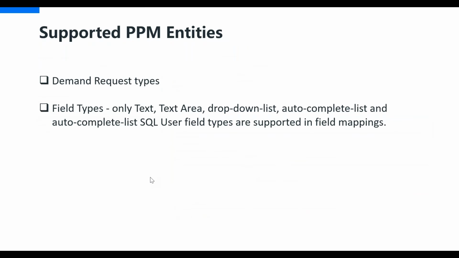For PPM, these are the couple of high-level supported information. So currently, the PPM connector supports the demand request types only. And for the field mapping, which are actually the fields in the request type, these are the field types that are supported, which are the text area or text or drop down autocomplete list or autocomplete list with the SQL. These are the fields that you can sync with any other product, basically, within the request type, a demand request type.